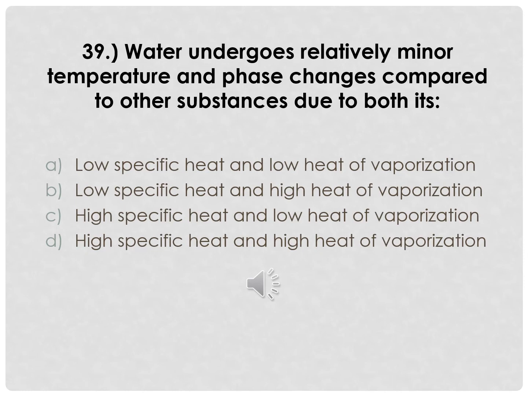Water undergoes relatively minor temperature and phase changes compared to other substances due to both its... So a few things to understand about water and why it works so well in biological systems is that water has a very high specific heat and a high heat of vaporization. What high specific heat means is that it takes a lot of energy to raise the temperature of water.